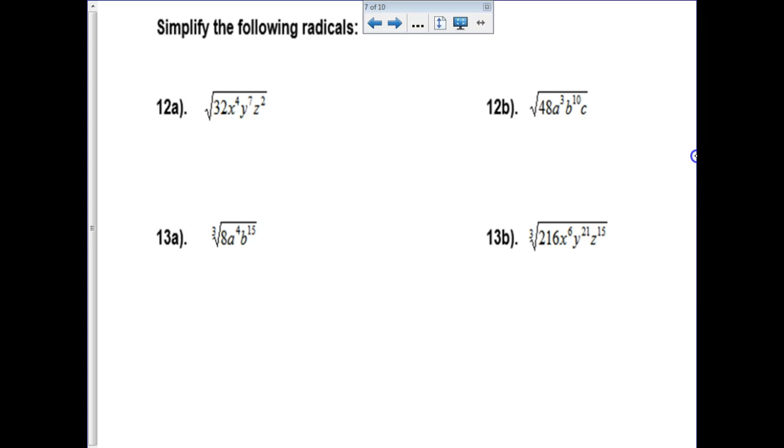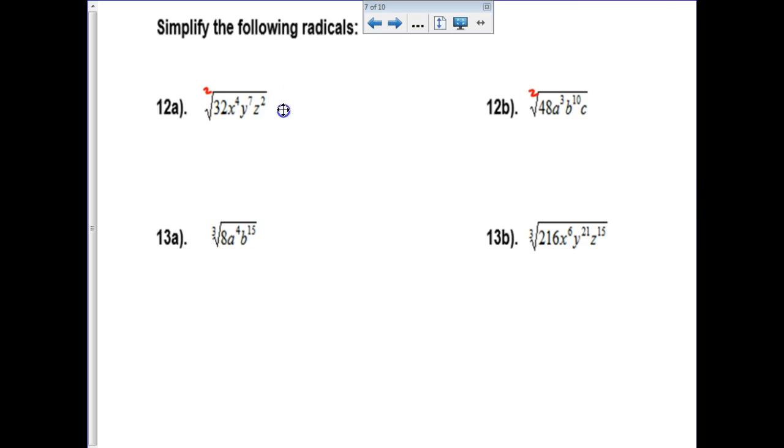Alright, now we're simplifying radicals. So these are both square roots. There's nothing in the index, so we assume it's a square root. And we need to be reducing radicals. So we're going to break them up into pieces, basically. There's a couple different ways we've shown you these problems, and what I like to do is break up term by term. So 32 is not a perfect square, but 16 is a factor of 32 and is a perfect square in itself. So I'm trying to think the best way that you guys liked.